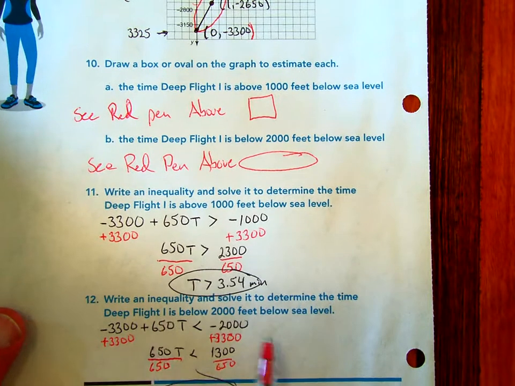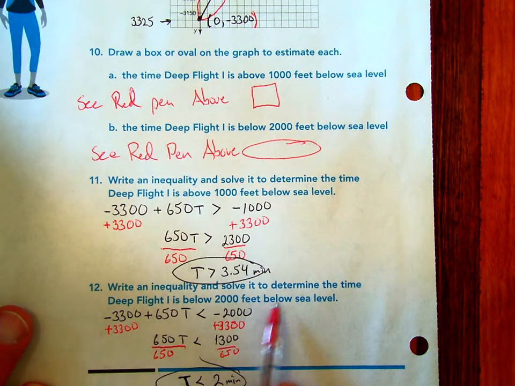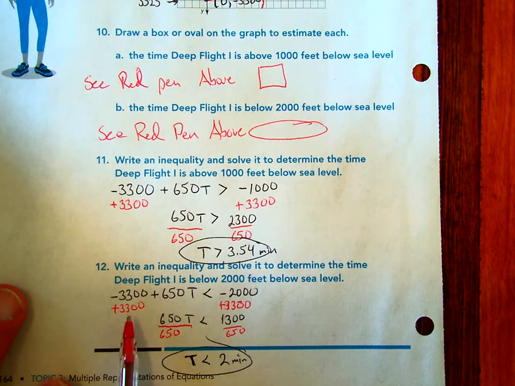And how about below 2,000 feet? Write an inequality. So our sub is below, less than 2,000 feet. Again, I add 3,300 to both sides. I divide both sides by 650, and I get time is less than 2 minutes.